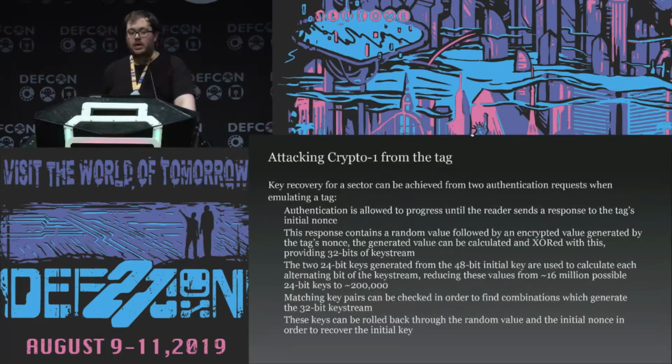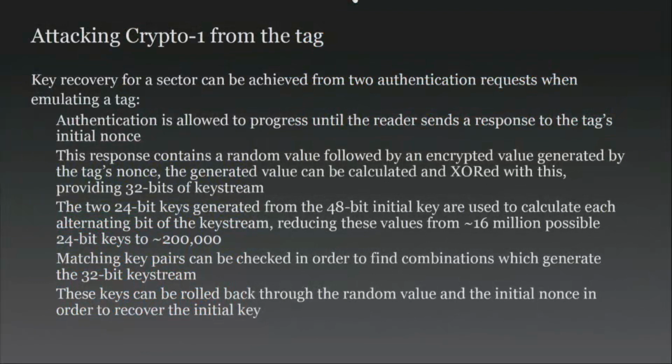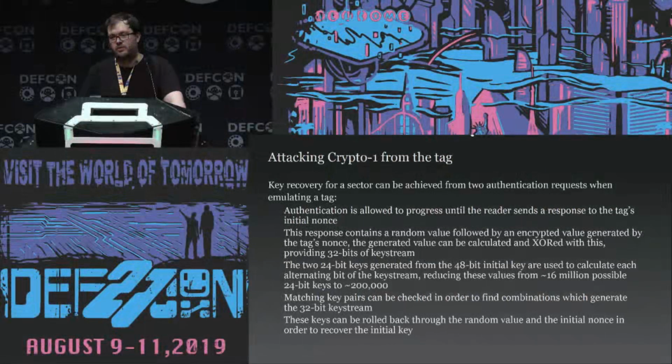So key recovery for a sector can be achieved basically by allowing the authentication to get to the point where the reader has sent its response to the nonce during the authentication. You then take this value and generate that encrypted value yourself, because you know what the nonce is and you know the amount of cycles you need to go through the PRNG. XOR it with the values being sent by the reader, and this allows you to have this key stream you can work with.